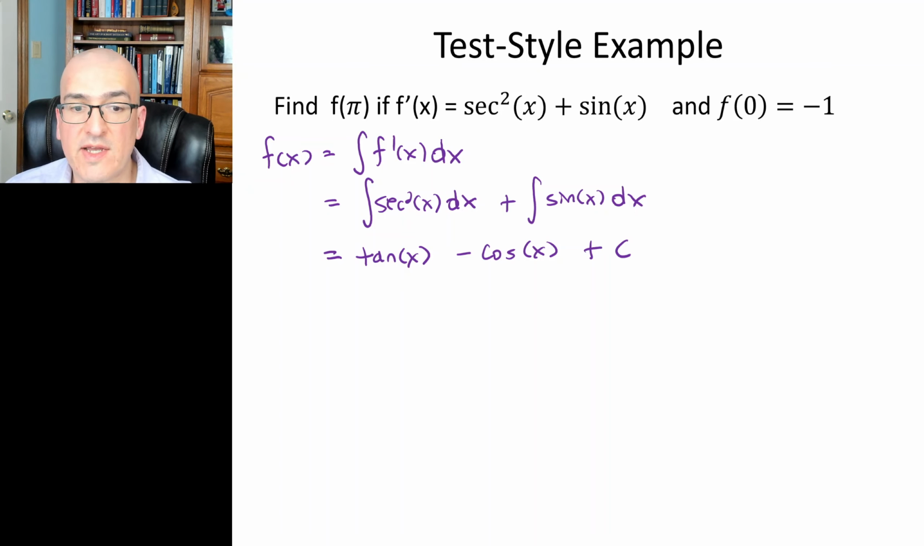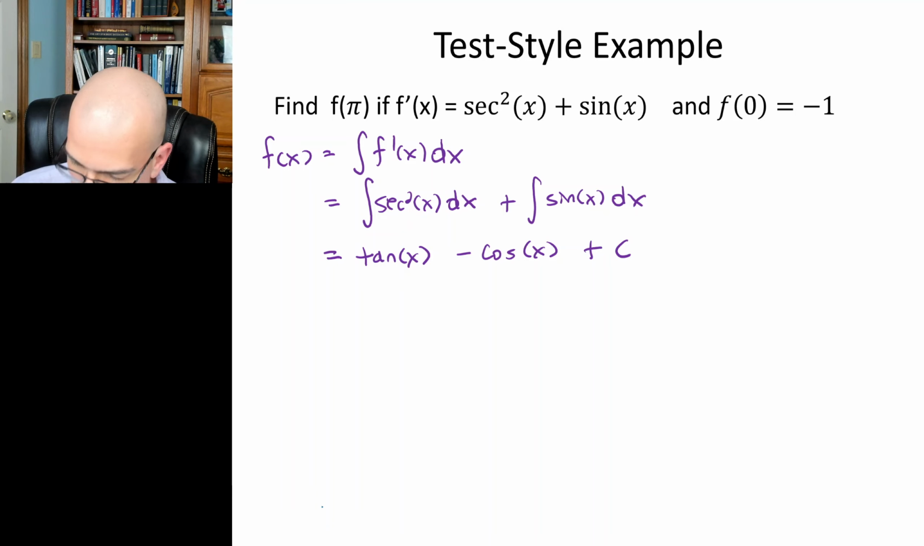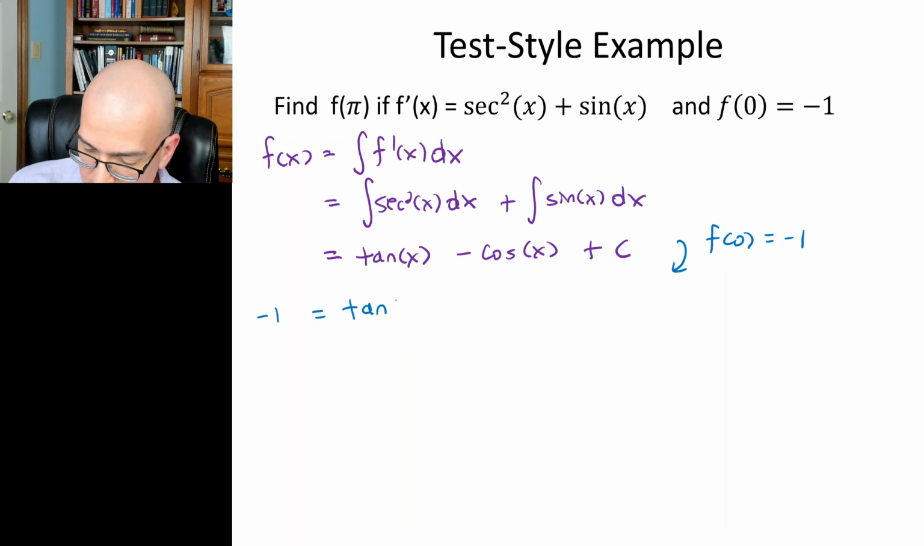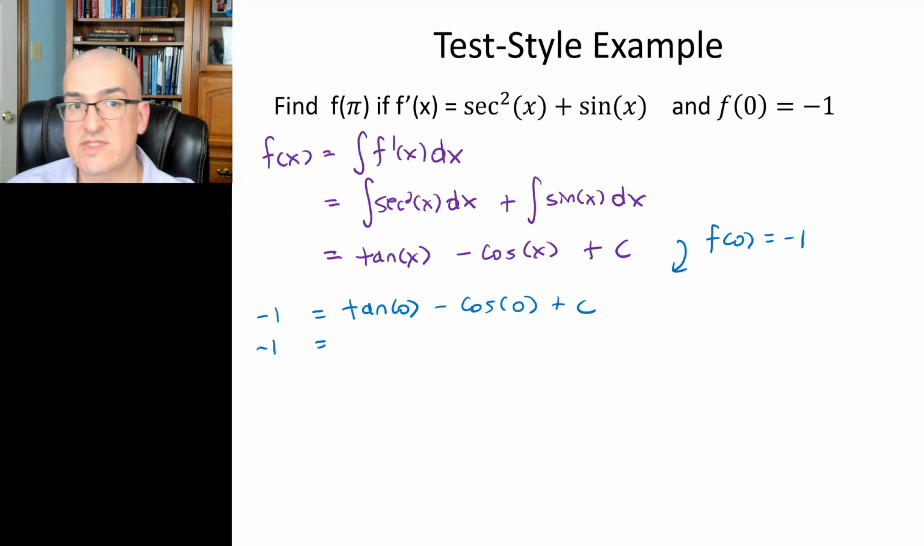Next, we will plug in x equals 0 and use f of 0 is equal to negative 1 to pin down the value of c. So f of 0 is equal to negative 1. We're going to have negative 1 is equal to tan of 0 minus cosine of 0 plus c. So negative 1 is equal to, what's tan of 0?